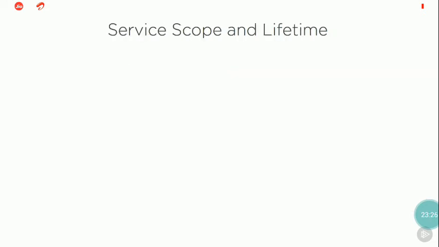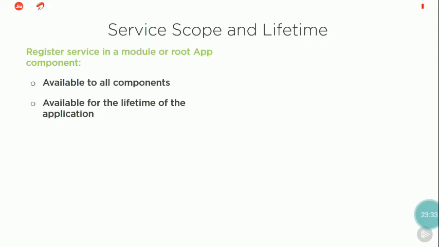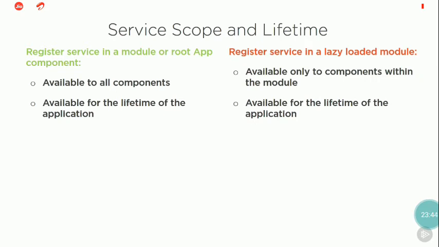It is important to consider the required scope and lifetime of a service when deciding where to register that service. Register a service with a module or the root application component to ensure that the service is available to all components for the lifetime of the application. Note that service registration in a module works a bit differently if the module is lazy loaded. Services registered in a lazy loaded module are only available to any components defined within that module. They are still available for the lifetime of the application.